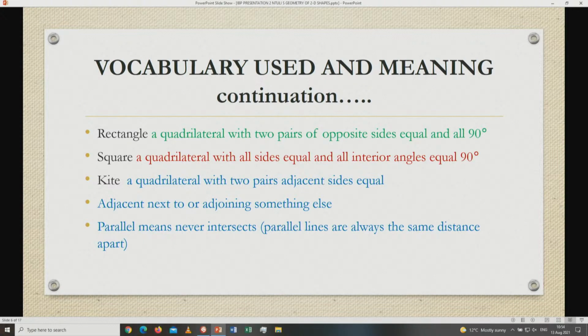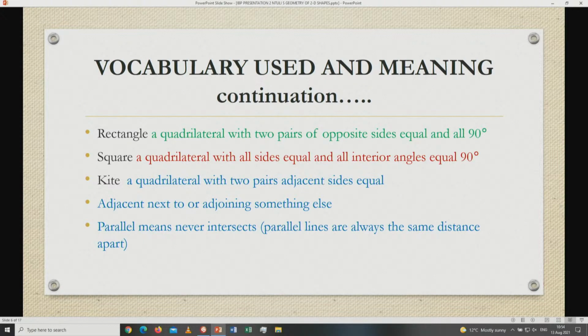So they are the same distance apart. If it is 5 centimeters between the two lines, that 5 centimeters must always be that 5 centimeters. Always. If the distance between the two lines is 1 meter, that 1 meter must be maintained across. Then we can say these lines are parallel.